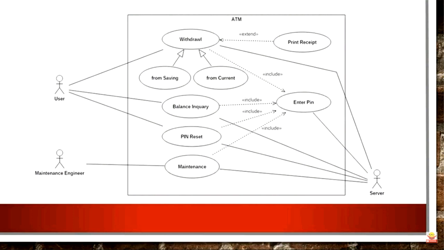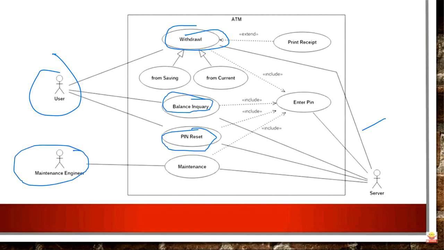If you see here, either the user tries to make a withdrawal, the server will come into the picture, or the user is trying to make a balance inquiry or pin reset, or the maintenance engineer is trying to maintain the system. Everything is helped by the server. So the server is a secondary actor.